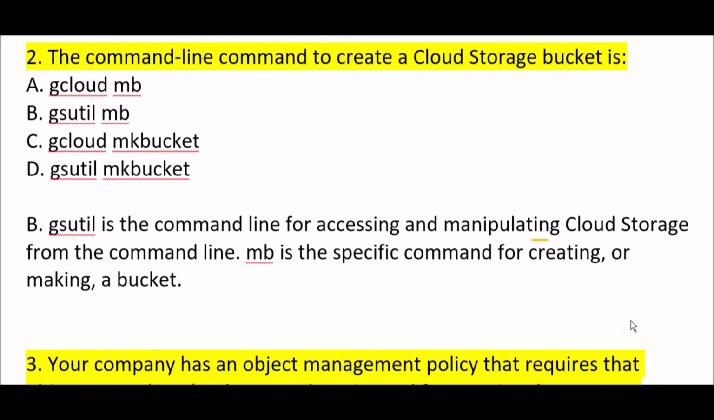Next question, the command to create a cloud storage bucket is: option A, gcloud mb; option B, gsutil mb; option C, gcloud mk bucket; option D, gsutil mk bucket. Right answer here is option B. gsutil mb is the command line for accessing and manipulating cloud storage from the command line, and mb is the specific command for creating or making a bucket in the cloud.